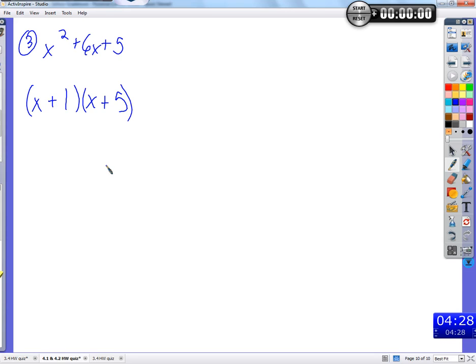Yeah. Okay, so let's multiply it together, right? You just call it foil. We're going to distribute one parenthesis into the other. You get x squared. What do we get there? 5x. Plus 1x. Plus 5? We do get 6x.